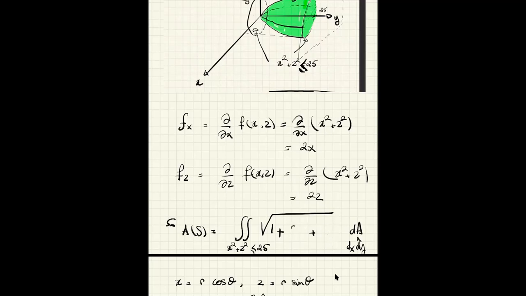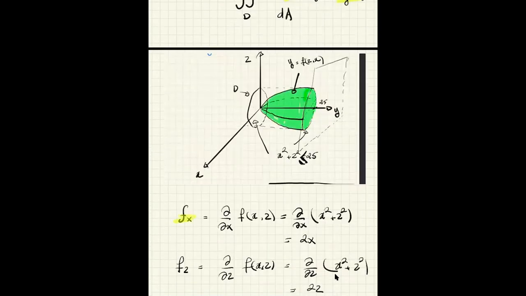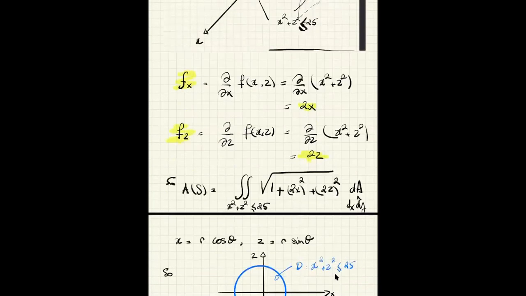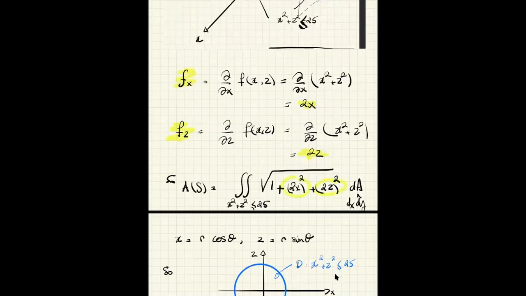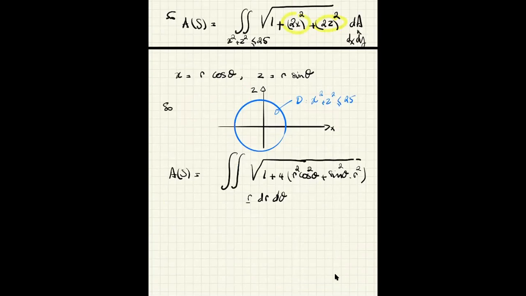It's 2x squared, 2z squared, right? Remember we're doing this squared, right? And I computed fx, which gave me this, and then I computed fz, which gave me this, and then I put it here. Okay, done. All right. Now I have the region D, x squared plus z squared is less than 25. I can compute the integral. It's going to take me much more time if I do it with xy.